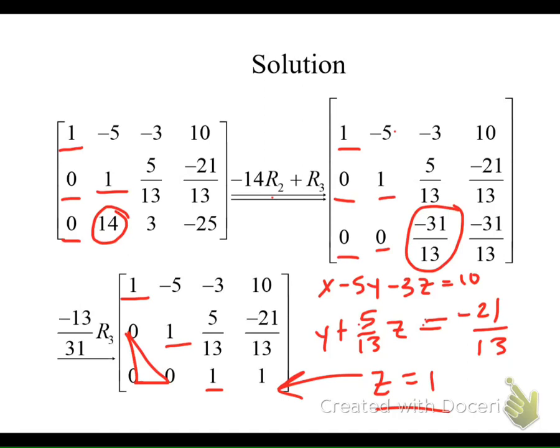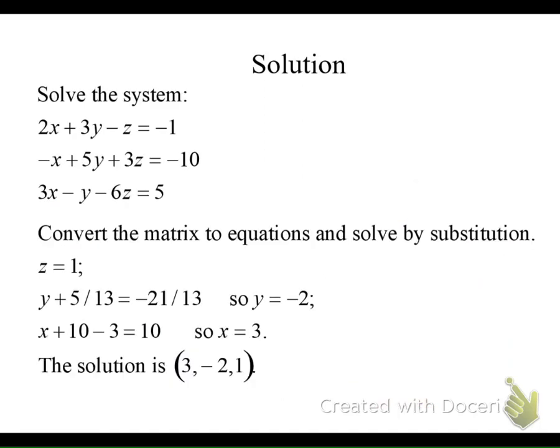So by doing so, when I convert it, I find out that y is negative 2. I already had z was 1. By plugging negative 2 and my 1 in down here, I end up getting my coordinate value is 3, negative 2, 1.